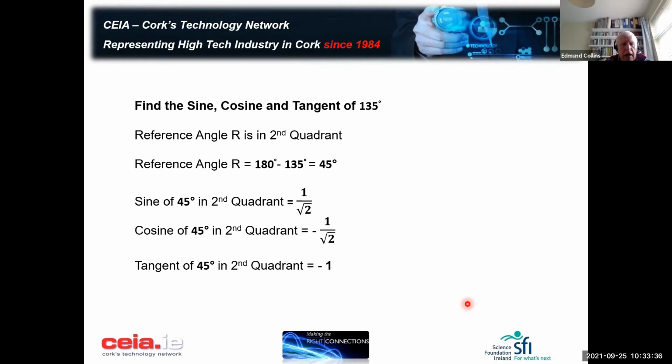However, the cosine and the tan in the second quadrant would both be negative. Because we've seen before, sine and cosine have the same value but different signs. So the cosine of 45 in the second quadrant is minus 1 over √2. And then we can see here the tangent of 45 in the second quadrant is -1.